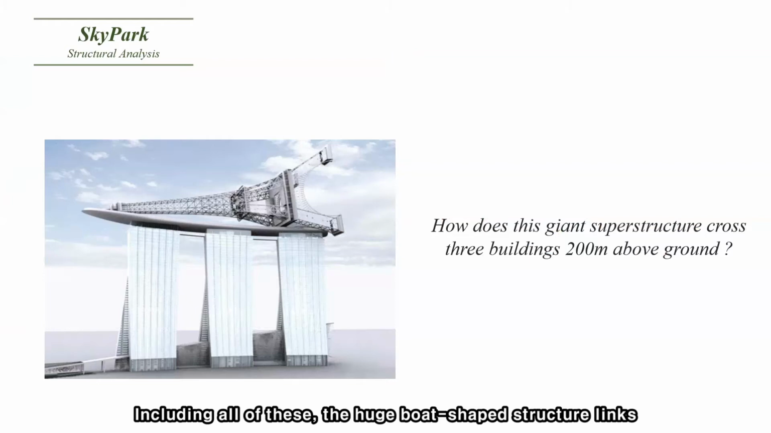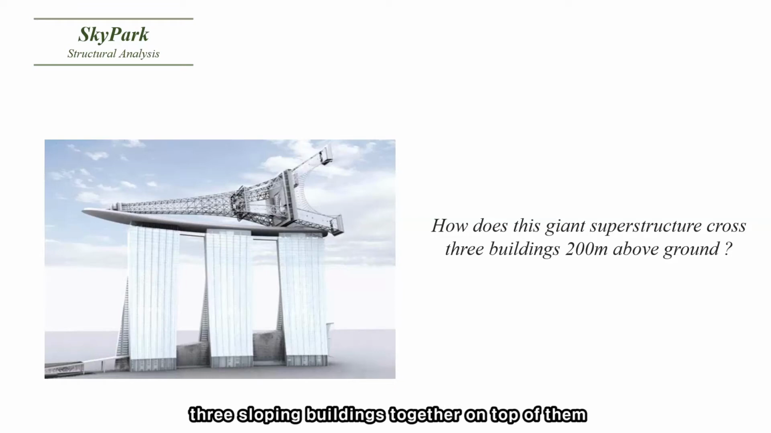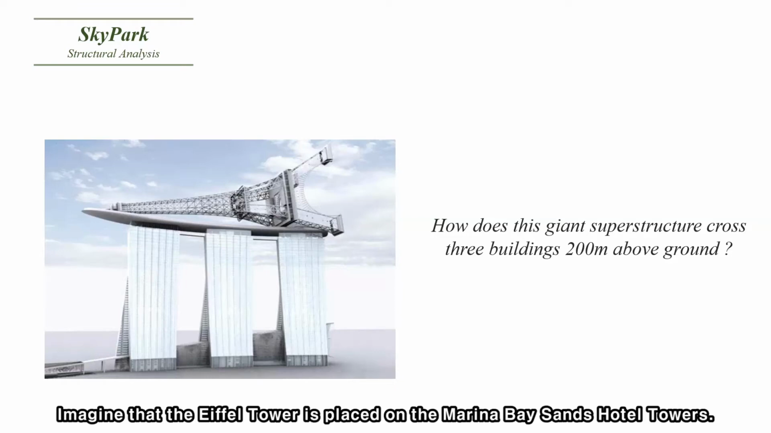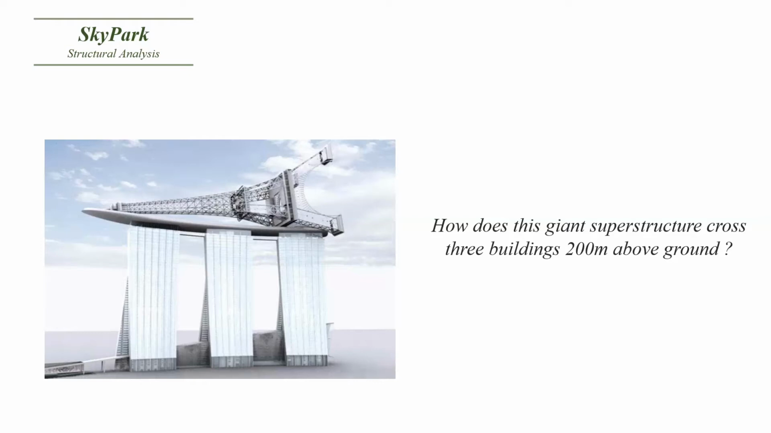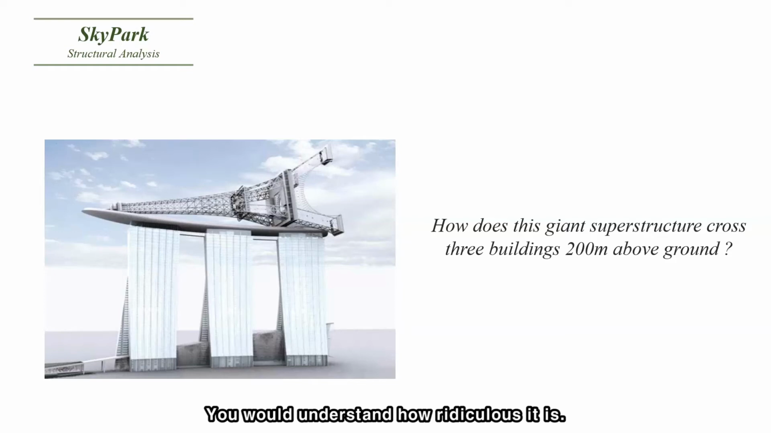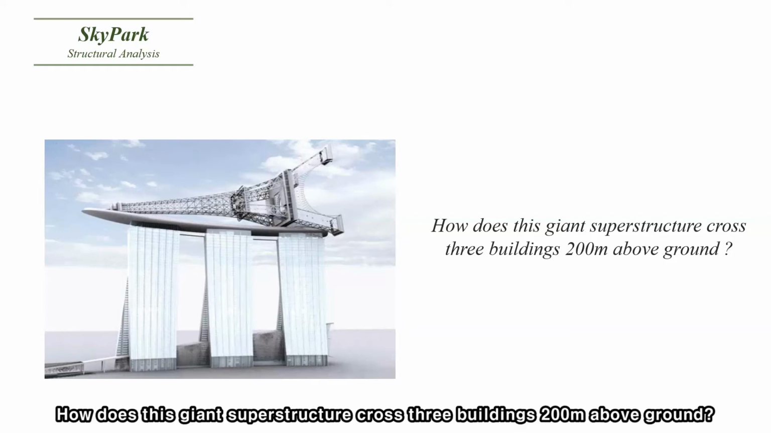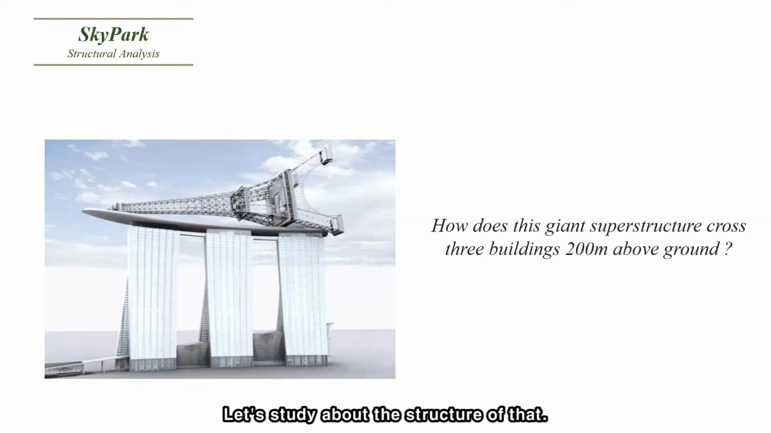Including all of this, the huge boat-shaped structure links three sloping buildings together on top of them. Imagine that. The Eiffel Tower is placed on the Marina Bay Sands hotel towers. You'd understand how ridiculous it is. How does this giant superstructure cross three buildings 200 meters above the ground? Let's study the structure of that.